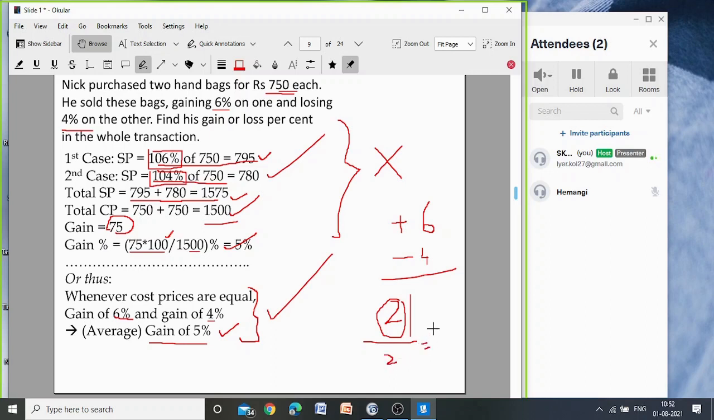If the cost prices are equal, then you don't have to go so roundabout. Here plus 6 plus 4, plus 10, take the average, 5. Here plus 6 minus 4. If the question was losing 4%, then 6 minus 4, plus 2% gain, the average will be 1%. So if the cost price happens to be equal, you can directly calculate.